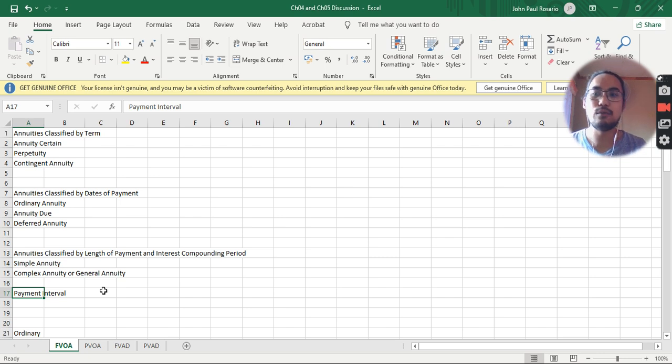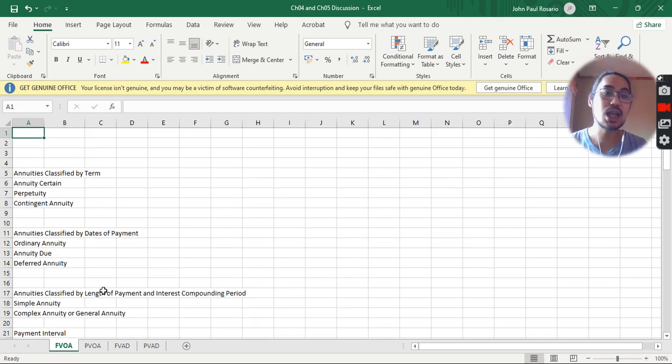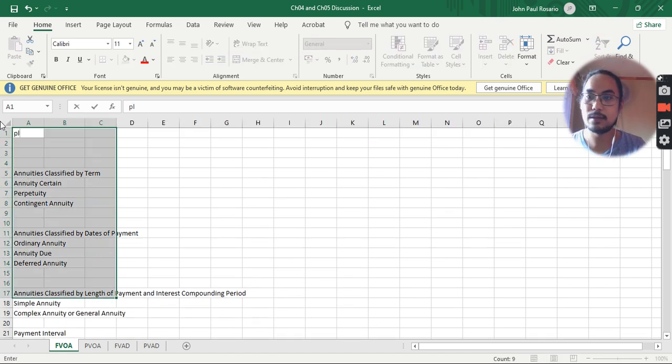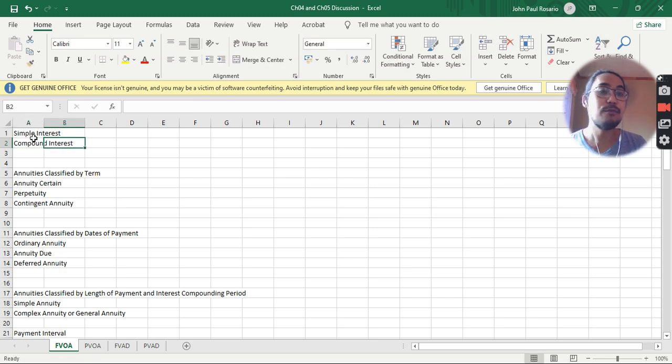Before we went to this chapter, we discussed about simple interest and simple amount, and compound amount or compound interest. Okay. So here, for these two, we were only talking of one-time payment. Okay. So meaning, you only pay once, unlike equivalent values, because now this involves payments.